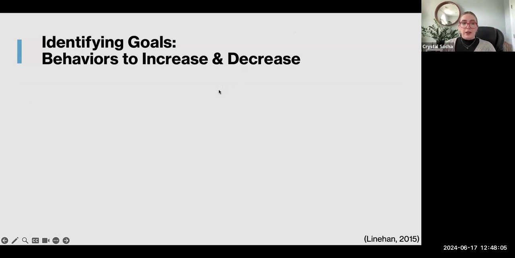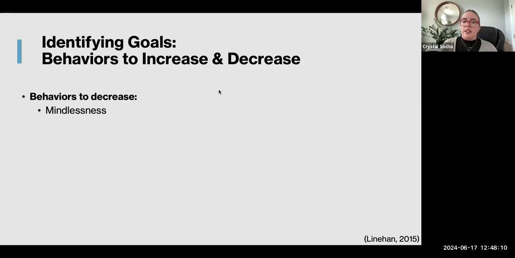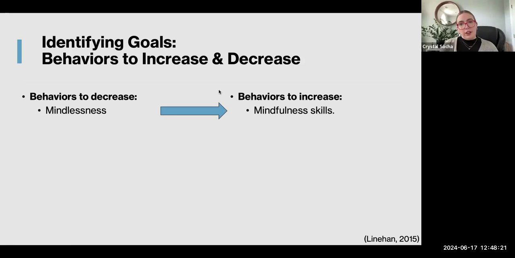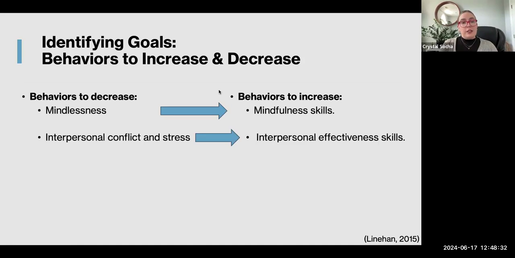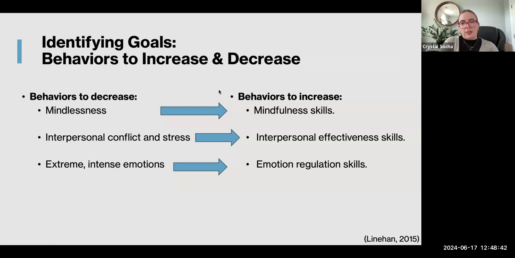So when we're thinking about behaviors to decrease, so someone who's experiencing mindlessness or the inability to stay mindful, they have a sense of emptiness, they're out of touch with reality, themselves and others. Maybe they're judgmental of themselves or others. We want to increase mindfulness skills, which we'll talk about today. For individuals who really struggle with interpersonal conflict and stress, perhaps loneliness, we want to increase interpersonal effectiveness skills. For those individuals who have extreme, intense emotions, we want to increase emotion regulation skills.